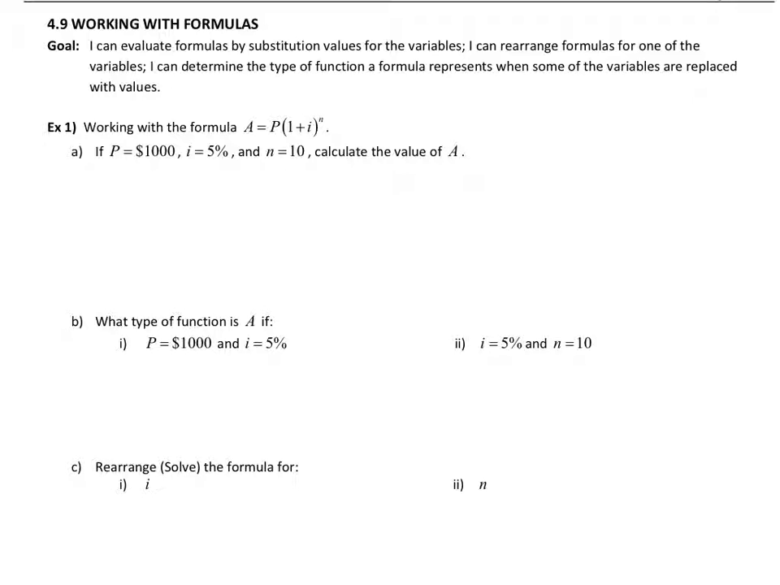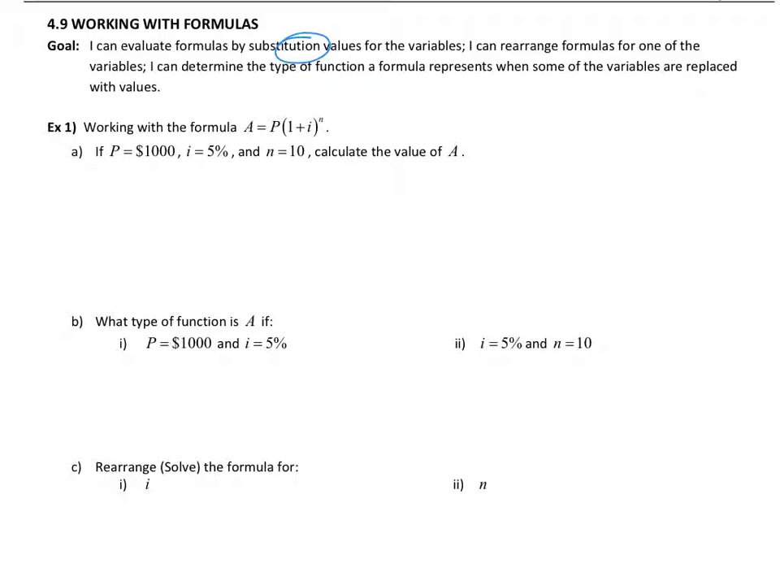Our goal today is that you can eventually evaluate formulas by substitution, and apparently I've got a typo here, by substituting values for the variables. And you can rearrange formulas for one of the variables. You can determine the type of function a formula represents when some of the variables are replaced with values. And that will make more sense as we go through this. But feel free to correct my typo there. That was supposed to be by substituting values for the variables.